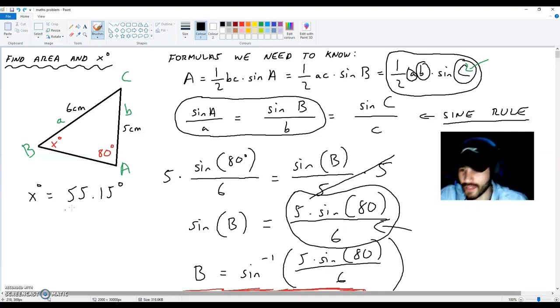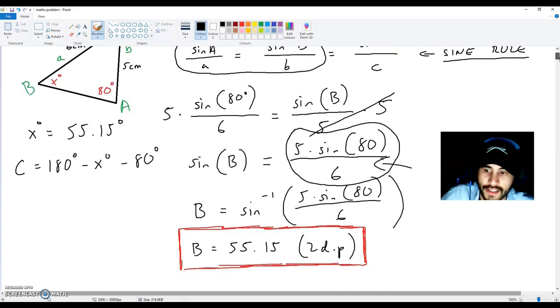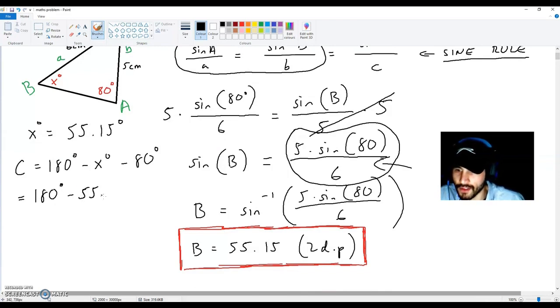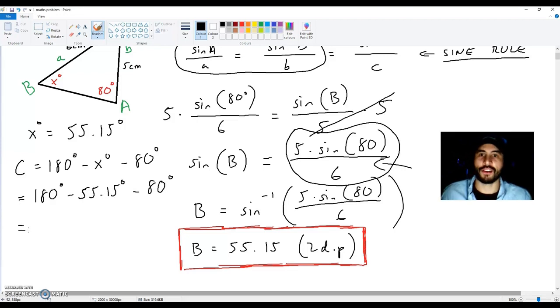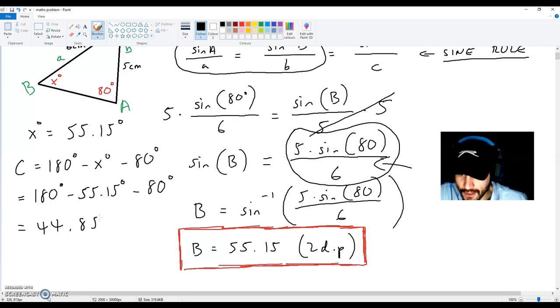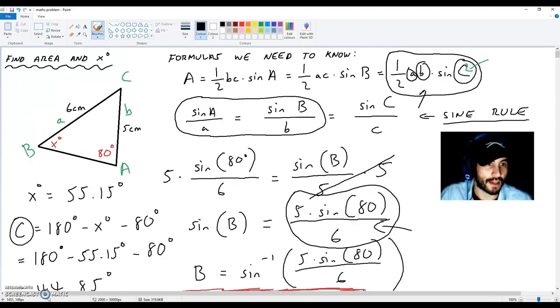Okay, so let's find C. C is going to be equal to 180 degrees minus x degrees minus 80 degrees. This is going to be equal to 180 degrees minus 55.15 degrees minus 80 degrees. And we can calculate this on our calculators. So what I ended up getting is C is equal to 44.85 degrees to 2 decimal places. Now this C over here is going to be plugged in to this formula up here so that we can find the area of the triangle.